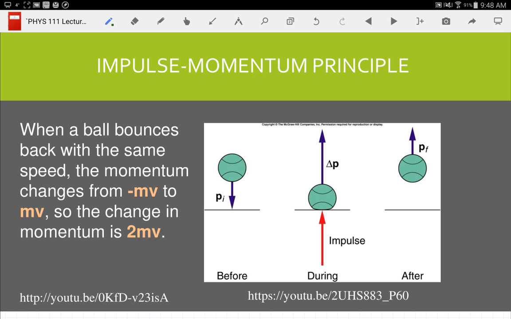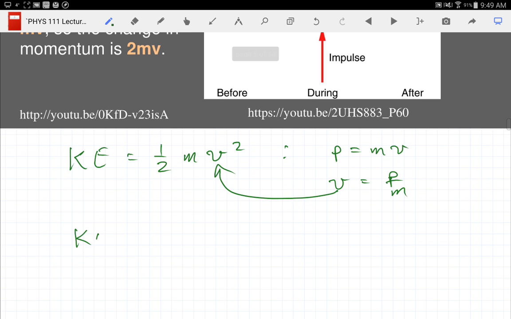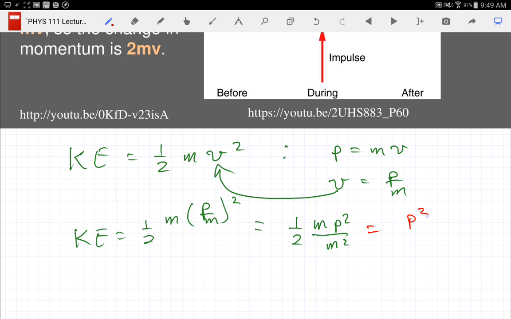1/2 mv squared. Now, if we look at that in terms of momentum, I can write that in terms of momentum. Kinetic energy equals 1/2 mv squared. But since momentum is equal to mass times velocity, then velocity is equal to momentum divided by mass. And so if I put that in here, I get kinetic energy equals 1/2 mass times momentum divided by mass quantity squared. Just expanding that. Well, what's m divided by m squared? Just 1 over m. So this is equal to momentum squared over 2m.